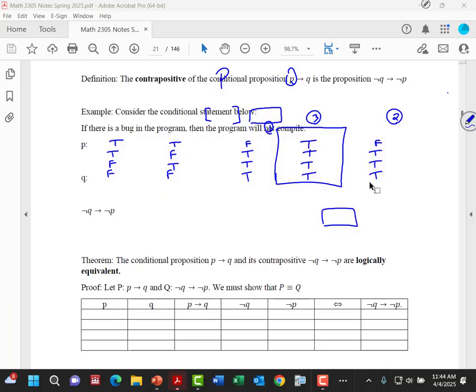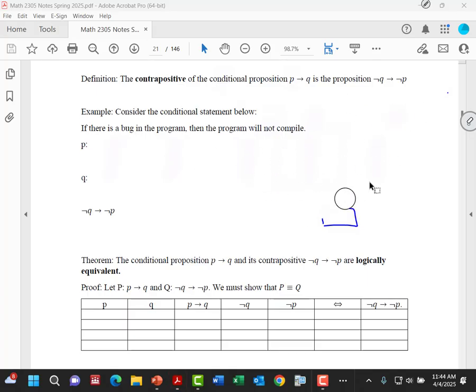Now, let's take a look at something called the contrapositive. The contrapositive of the conditional statement, if P then Q, is the proposition, if not Q, then not P. Okay? So let's take a look at this example. Consider the conditional statement below. If there's a bug in the program, then the program will not compile.